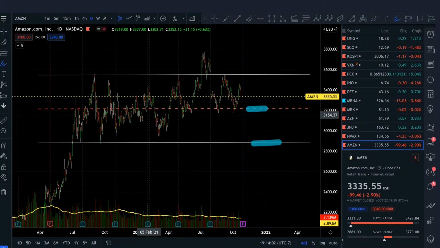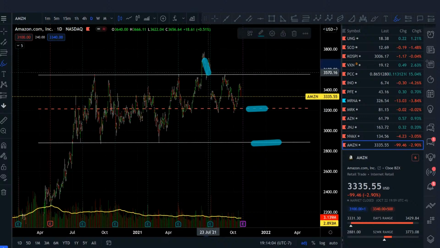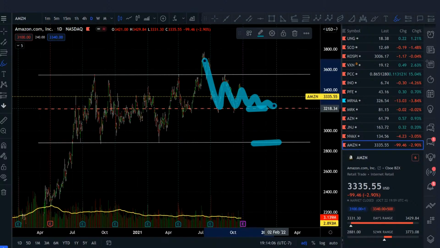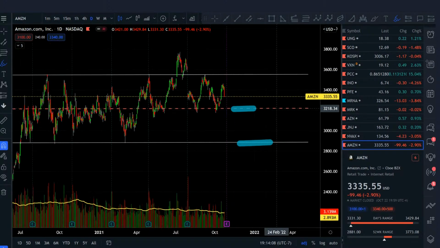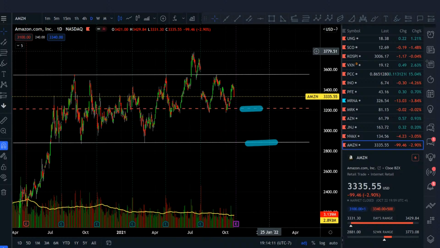Could consolidate because this thing has been consolidated for a long time, but you know, that's the setup on Amazon. I'll watch out for that because remember, Jeff Bezos is not the CEO of Amazon anymore. So it's a different company now. C-suite executive changes are a big deal.